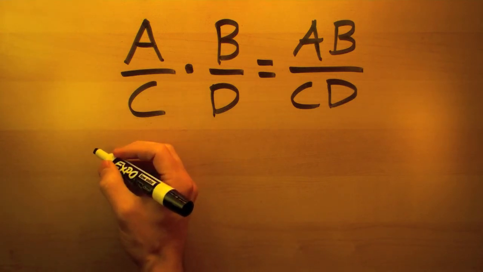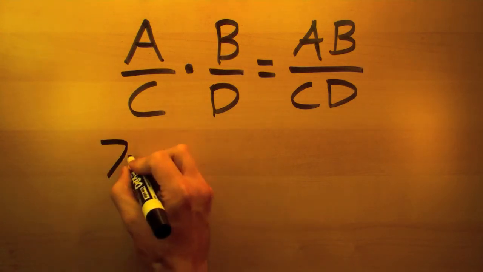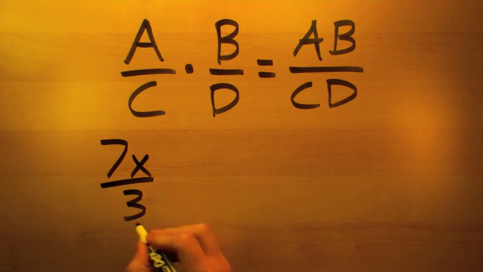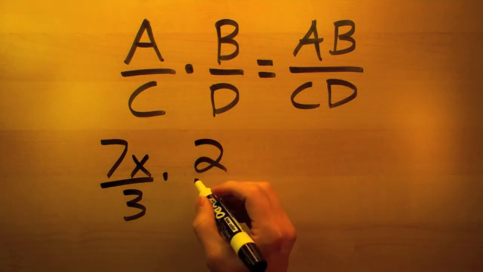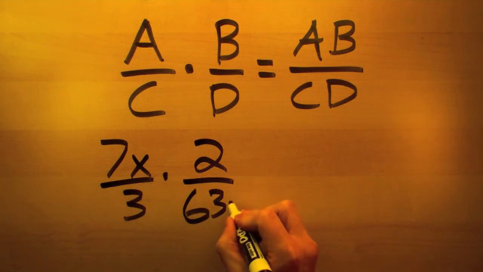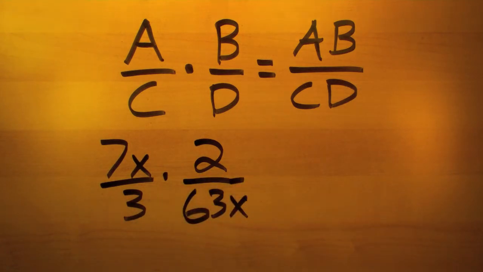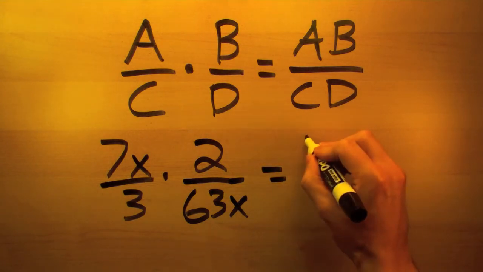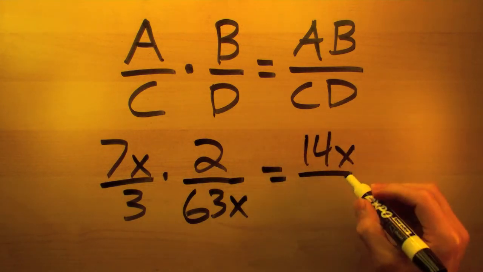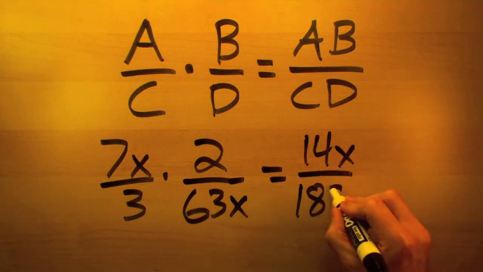For example, consider 7x over 3 times 2 over 63x. If we want to multiply these, we multiply straight across, giving us 14x over 189x.